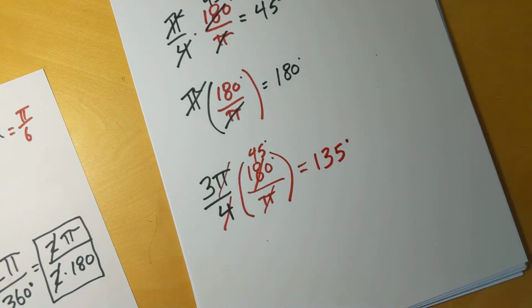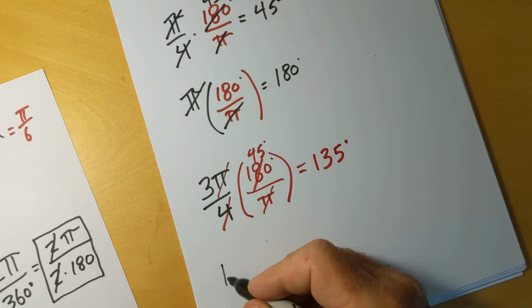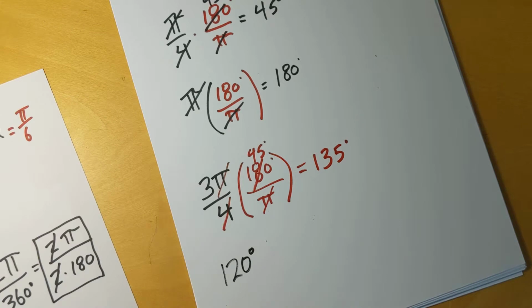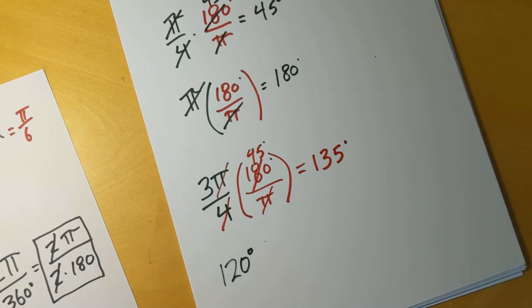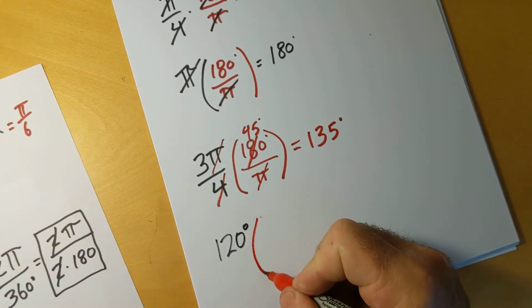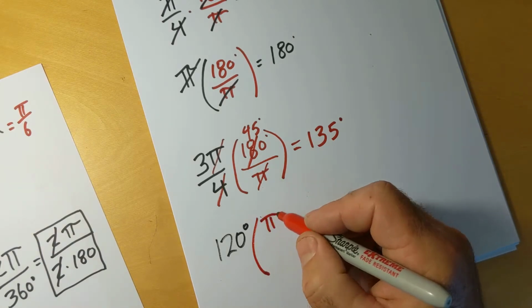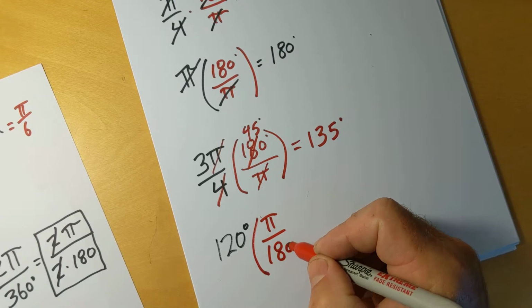All right, why don't you try going the opposite way? So let's say you have 120 degrees. Go ahead and pause the video and convert that into radians. Okay, to convert that to radians, I multiply not by 180 over pi, but I want radians, so it's by pi over 180.